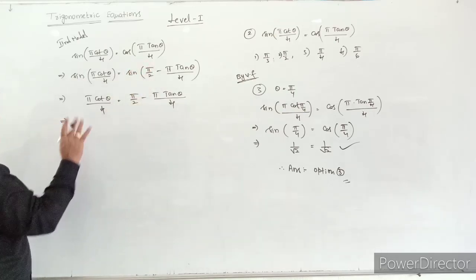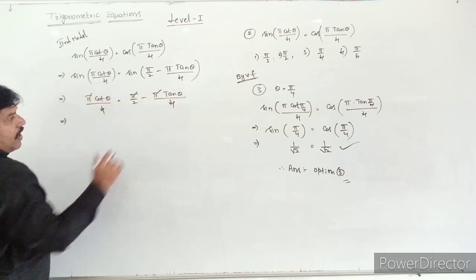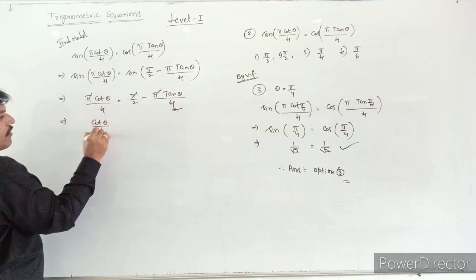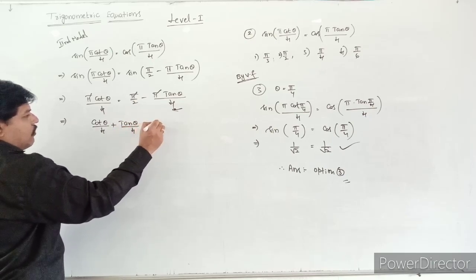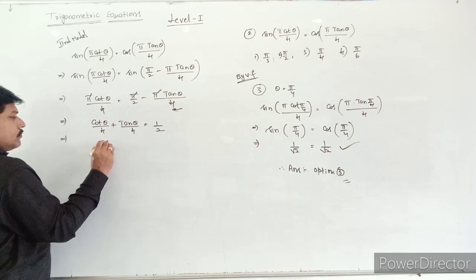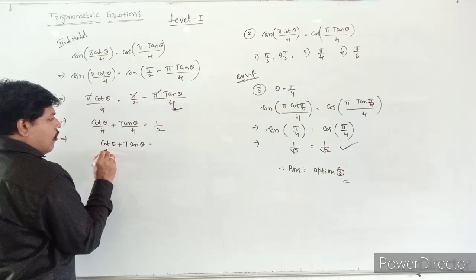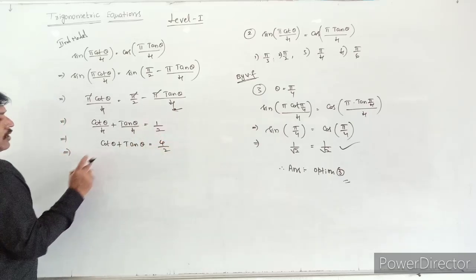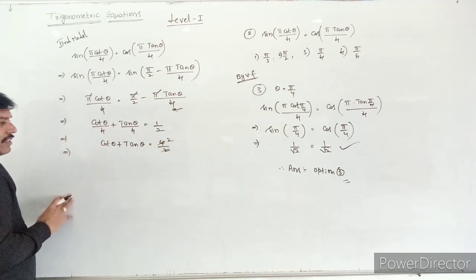So that implies in all the terms you have the pi. Pi, pi, pi. You can cancel the pi values here and take this value to this side. What happens? Cot theta by 4 plus tan theta by 4 is equal to 1 by 2. And take the 4 LCM. Cot theta plus tan theta whole by 4, and take this 4 to that side, 4 by 2. So you can cancel this value, students, that will become the 2. This cot theta plus tan theta is equal to 2.